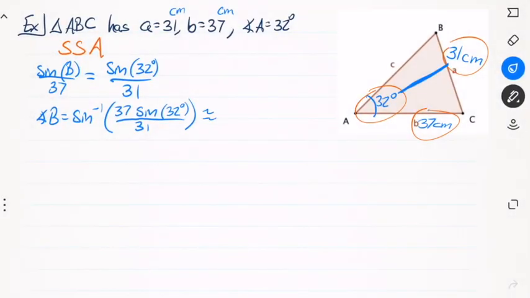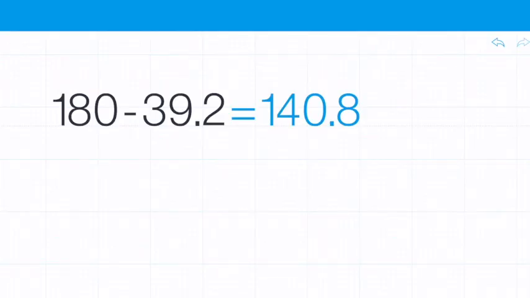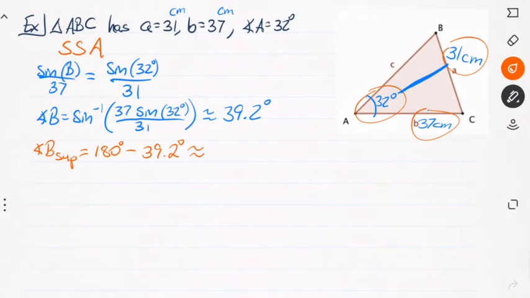So this is approximately 39.2 degrees. Now, the reason that this becomes ambiguous is that B angle. Remember, it's either itself or its supplement. So we also have to go and find angle B sup. Angle B sup is just 180 degrees minus 39.2 degrees. And we're going to call this an approximation, even though we think 39.2 is a solid number. So 180 minus 39.2 is 140.8, so this would be approximately 140.8 degrees.